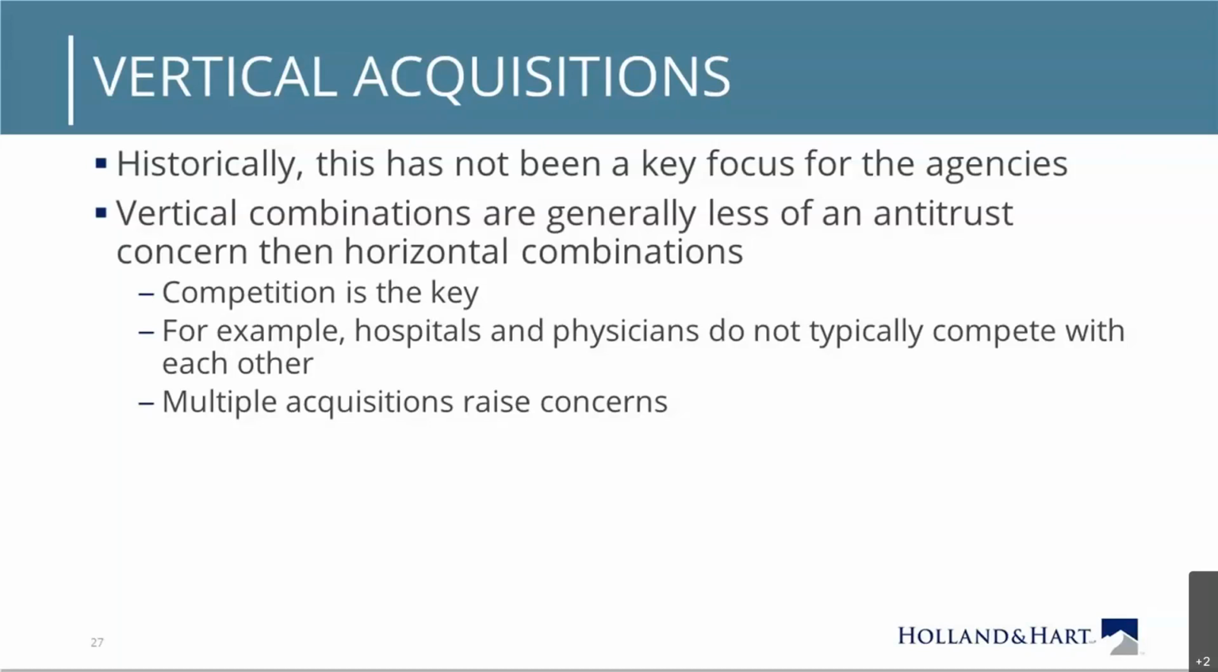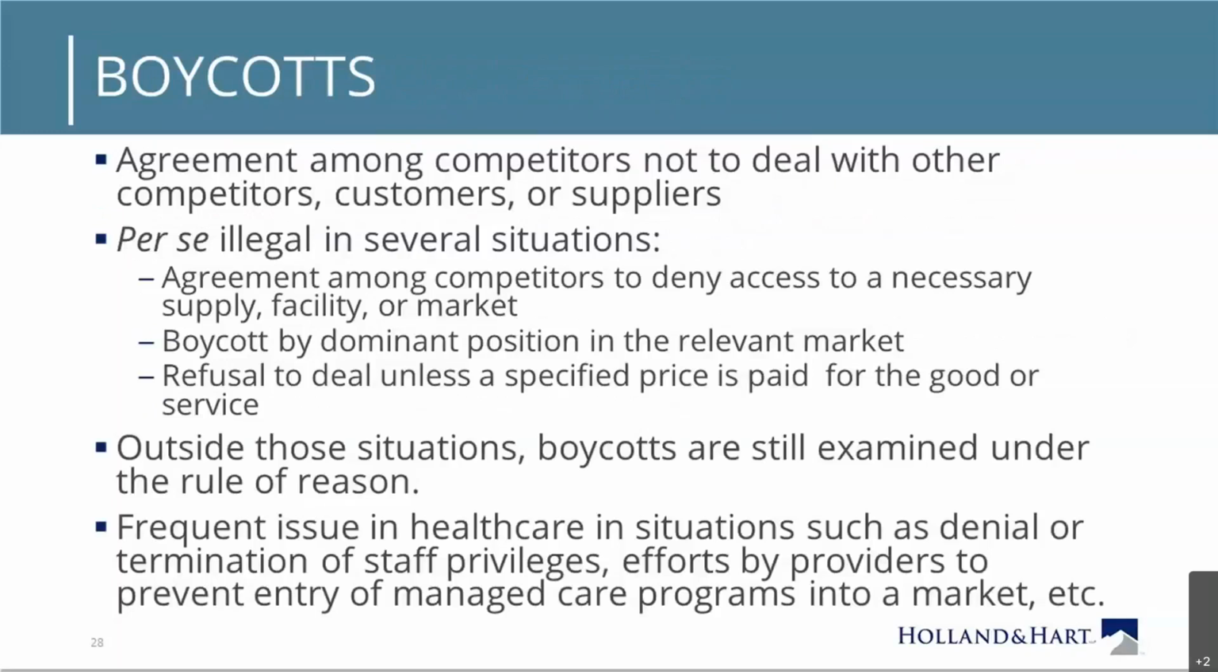And when I say vertical combinations, what I'm talking about is acquisitions between parties who do not compete. So, for example, a hospital acquiring a physician group, that's a vertical transaction because hospitals and physicians don't normally compete with each other. And yet, that can be an antitrust violation given the impact that it has on competition. The St. Luke's case is a good example of this, where a vertical acquisition raises antitrust concerns, and it's much more common now than it has been historically.